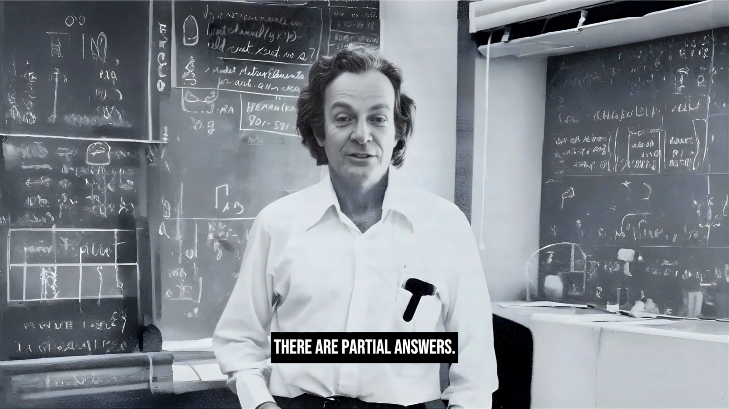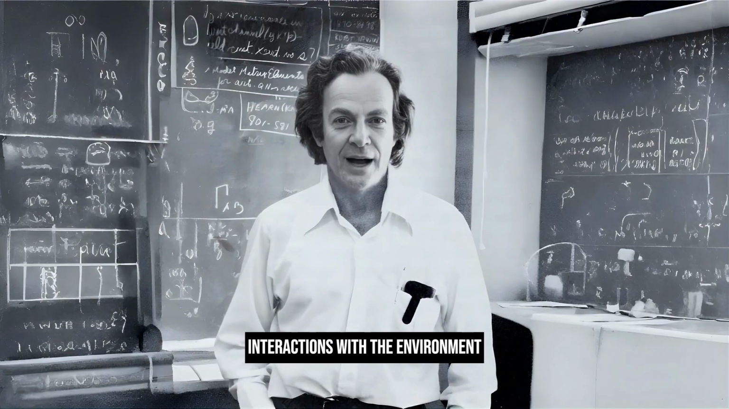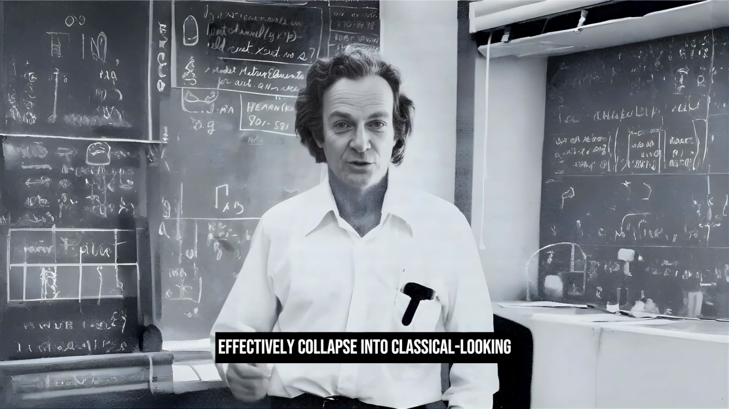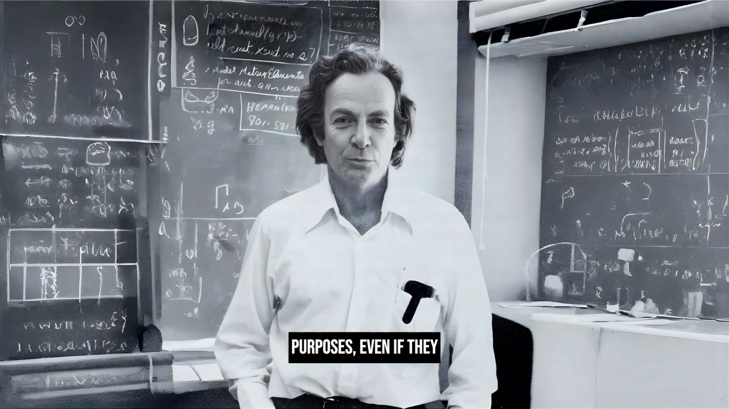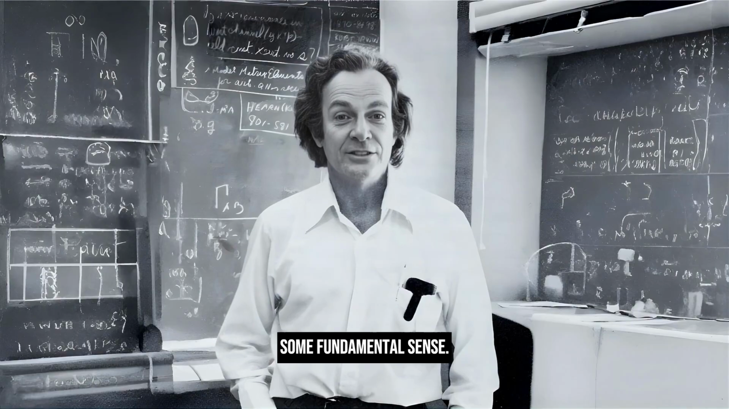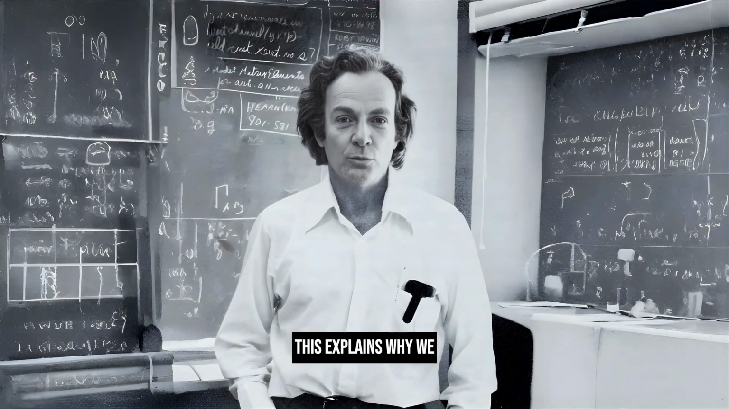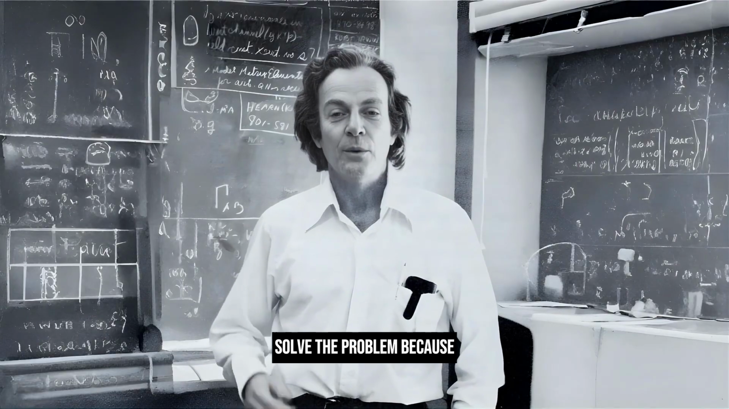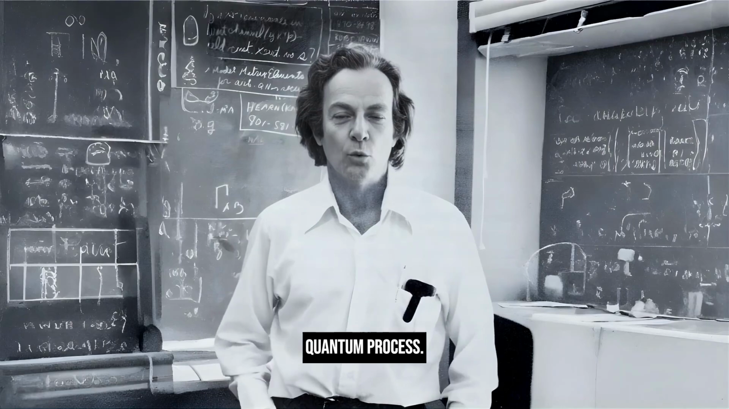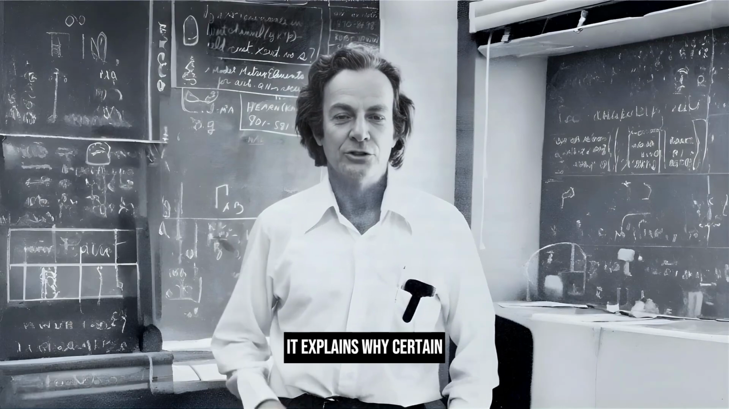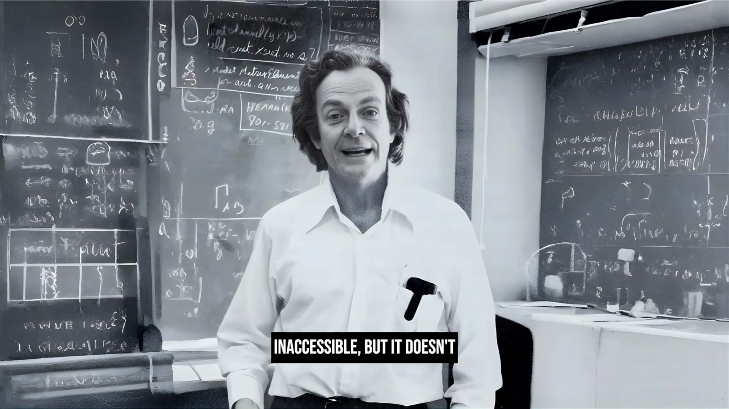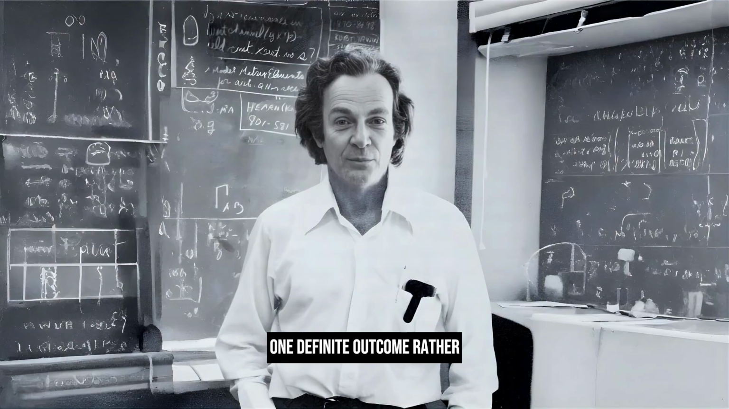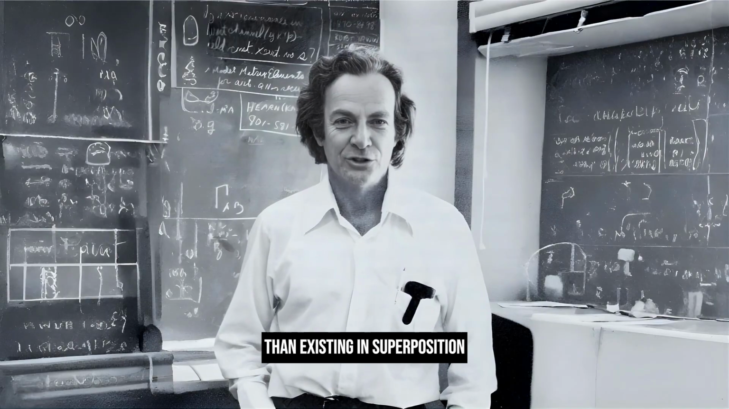There are partial answers. Decoherence theory shows how interactions with the environment cause quantum superpositions to effectively collapse into classical-looking states for all practical purposes, even if they don't truly collapse in some fundamental sense. This explains why we don't see quantum weirdness in everyday life. But it doesn't fully solve the problem because decoherence itself is a quantum process. It explains why certain quantum states become practically inaccessible, but it doesn't explain why we experience one definite outcome rather than existing in superposition ourselves.